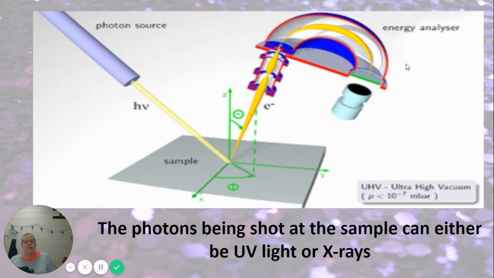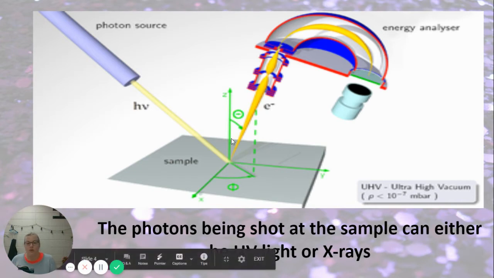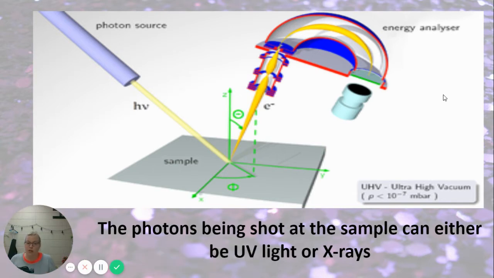What they do is shoot photons, which is just a fancy name for particles of light or electromagnetic radiation, at the sample. You can see it here. When they hit the atoms with enough energy, electrons go flying off, and they collect them in this energy analyzer. It analyzes how much energy those electrons have, and it gives us an idea of how strongly the atom is holding on to those electrons, how far away they are from the nucleus, and all that kind of stuff.